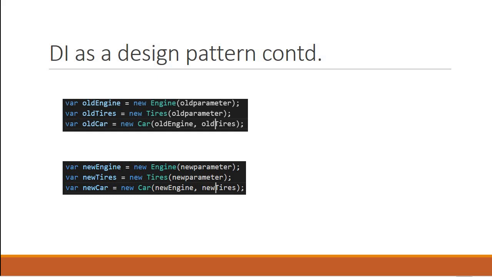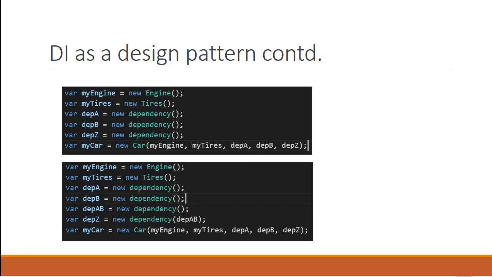But what if the car had, let's say, 10 or 20 dependencies? We would have to create all those dependencies before passing them as parameters. And what if those dependencies in turn had dependencies on something else? Then we would first need to create those dependencies. So as the number of dependencies grow, it becomes really difficult to manage the code.